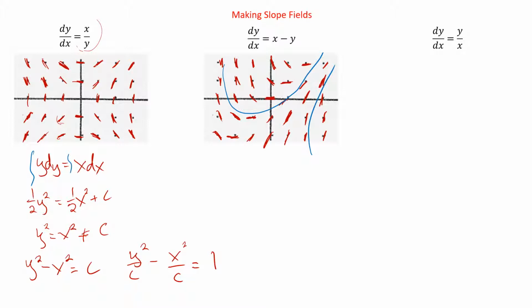Another one, this one's one of my favorites. It's dy over dx equals y over x. And so we can make the slope field. So here, when y equals 0, it'll be horizontal. And when x equals 0, it'll be vertical. And then when they're equal, it'll be 1. Or -1.